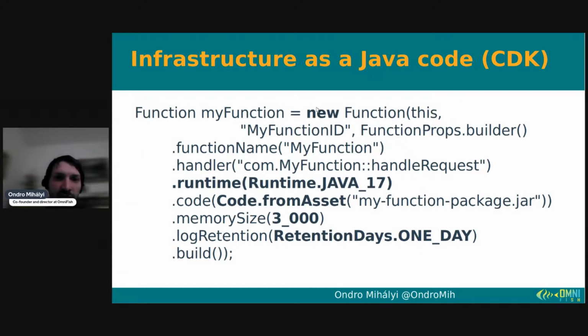And then your code can look like this. It will create a new function which has some name, defines a handler, which is actually a pointer to your application method that handles the incoming requests. And you can specify many other things like log retention to just keep logs for 1 day or more, memory size, as I said before. And you also specify the name of the deployment package, which is on your file system. So when you execute this code, it will find this jar file, add it to the deployment, and deploy it with the CloudFormation template.